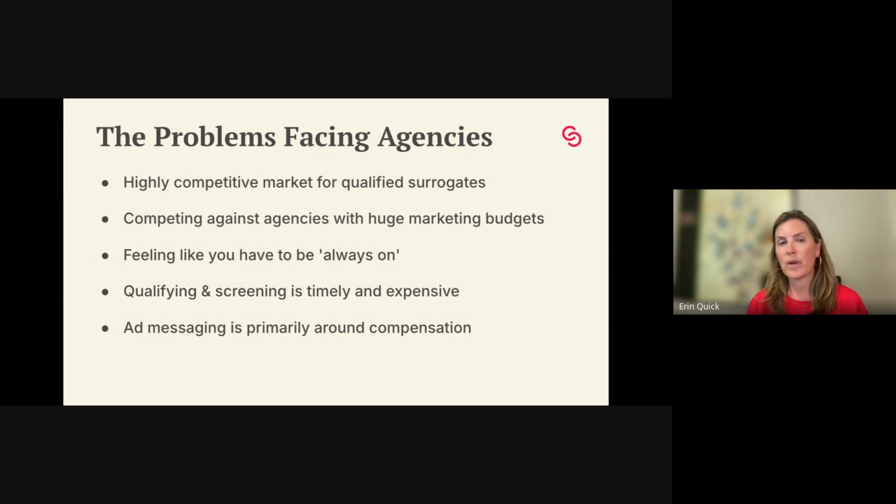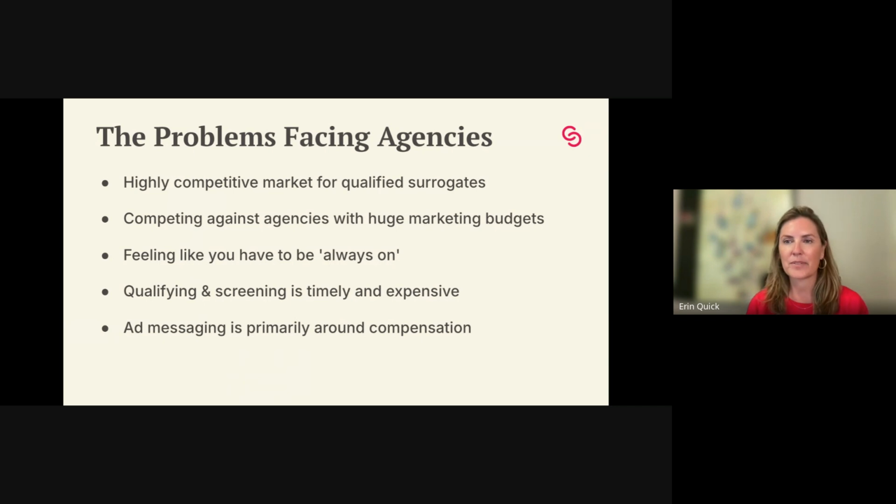And next bullet point, that qualifying and screening can be very, very timely and very expensive. In some of the conversations we're having, it's like 1% to 2% of the people that you're actually talking to are qualified to proceed, which means you're talking to a lot of people that are unqualified, which takes so much time. And then the last one is the messaging, which is typically primarily around compensation.